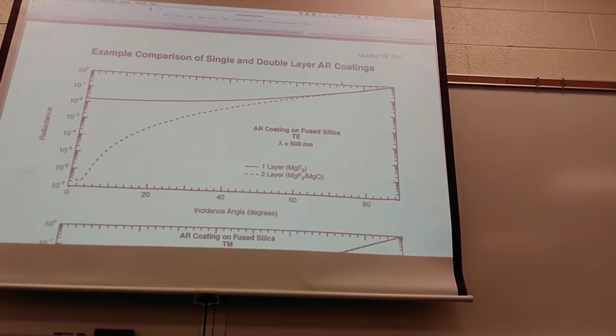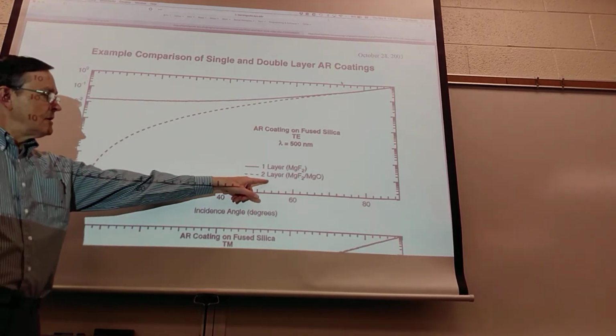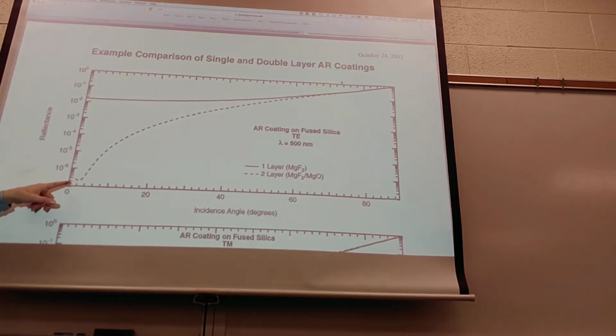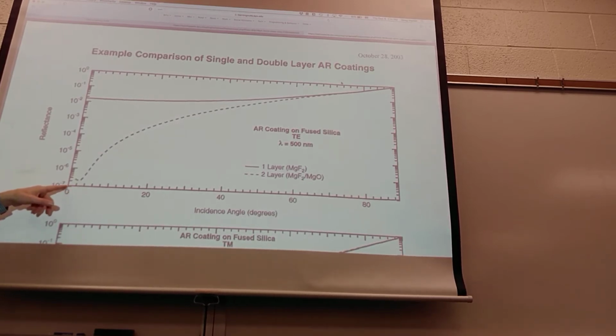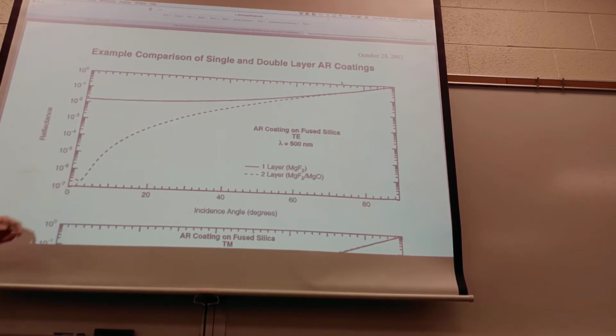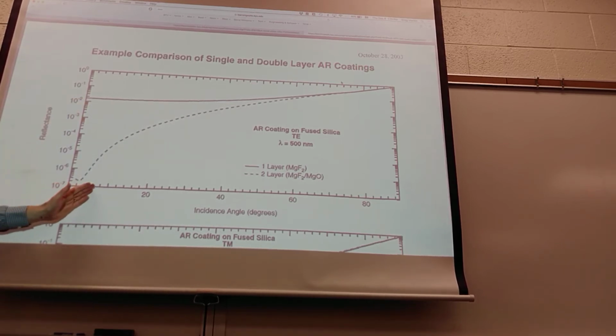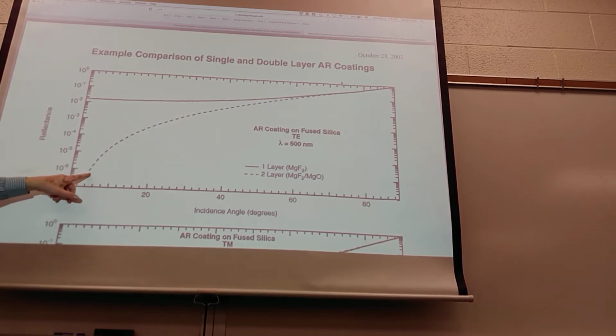Okay, if we go to the two-layer design that we just did with mag fluoride and mag oxide, at normal incidence, we can't believe this number because of numerical error. So basically, in the ideal case, it's really, really small. Many orders of magnitude better than a single layer coating. And then as we go off normal incidence, then of course it breaks down. And we get more and more reflectance, but notice for all angles it's better than a single layer coating. So this is for TE polarization.